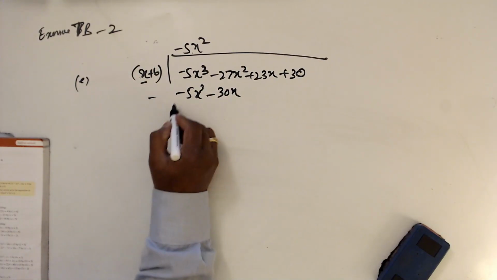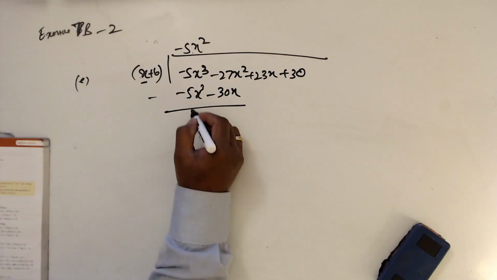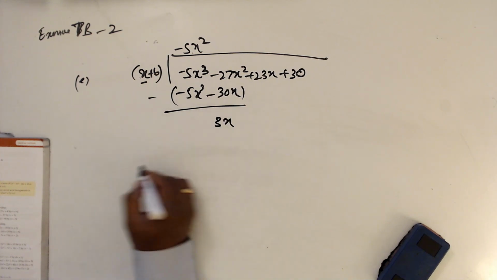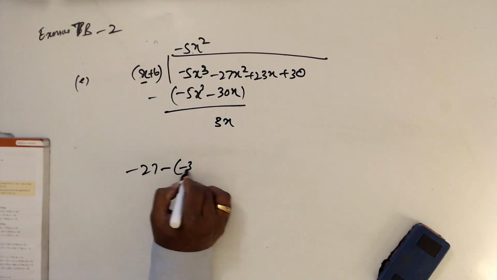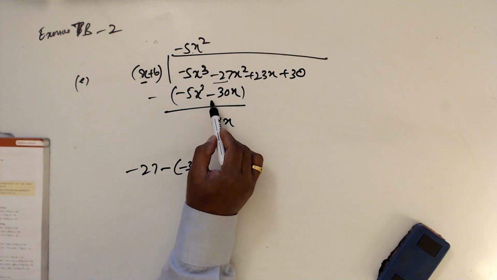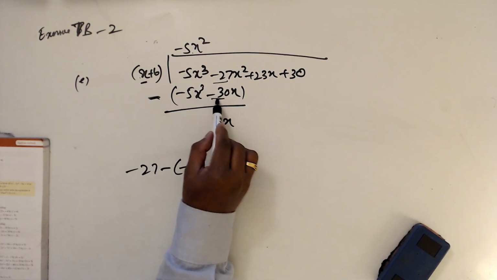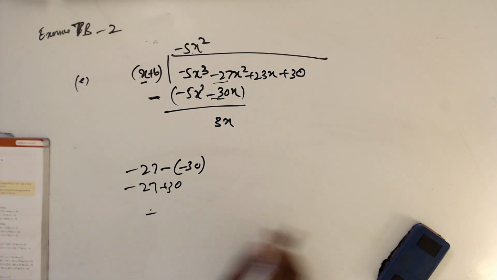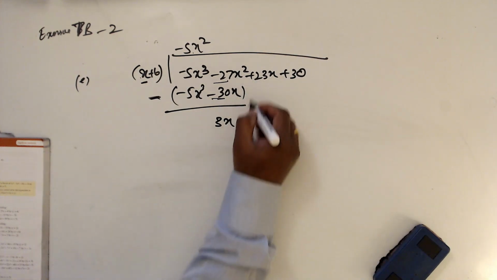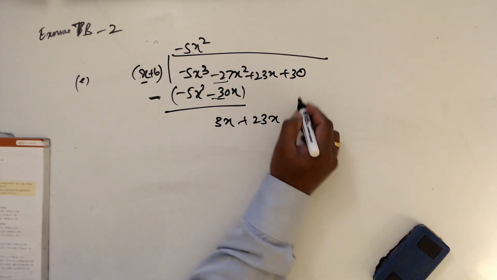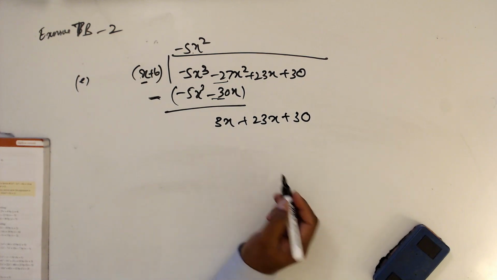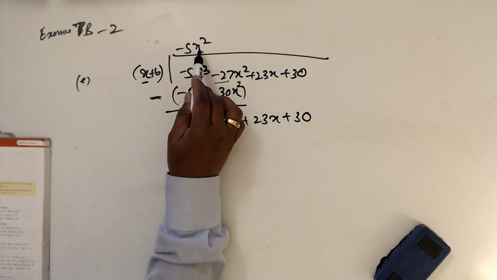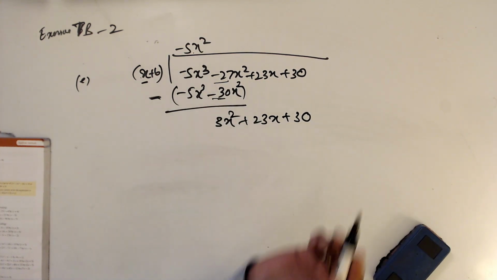So we'll minus it now. This is going to cancel out. And this is going to be 3x. Minus 27 minus 30. This is minus 27 plus 30, which is 3x. And then plus 23x plus 30. Oh, this is x square actually, sorry. Right, so this is 3x square.